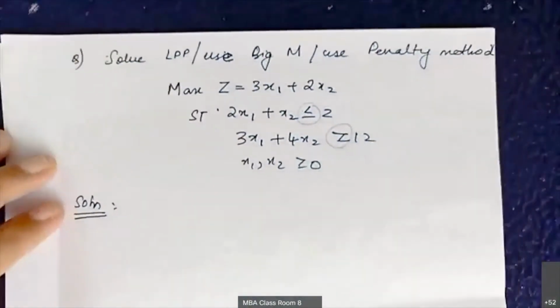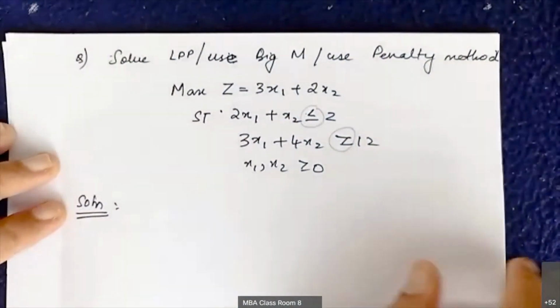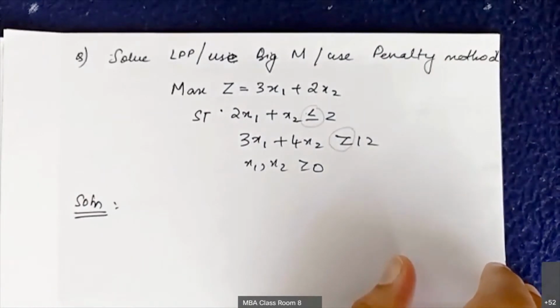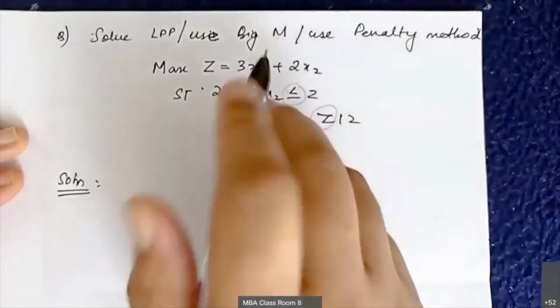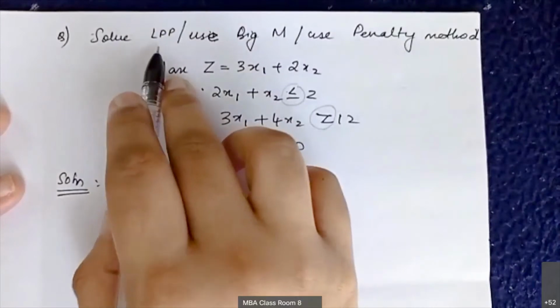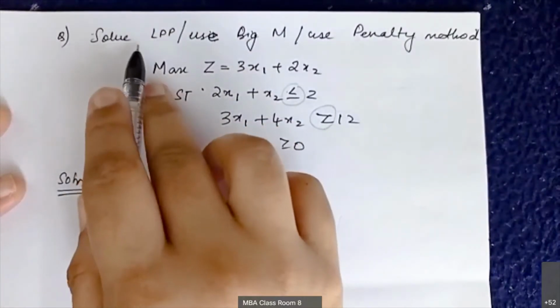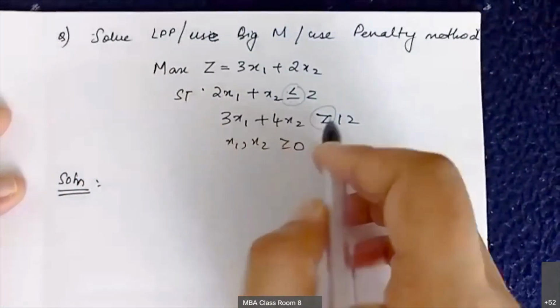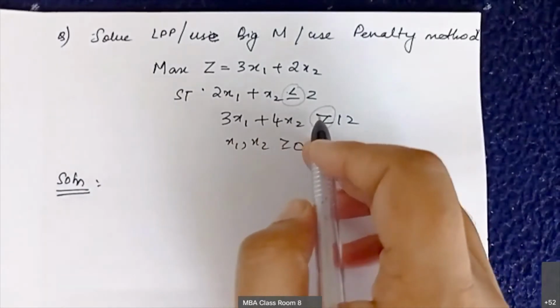So we have a problem here. See, the question will be either to solve the LPP alone. In that case, you have to check the constraints and decide which method we have to use.